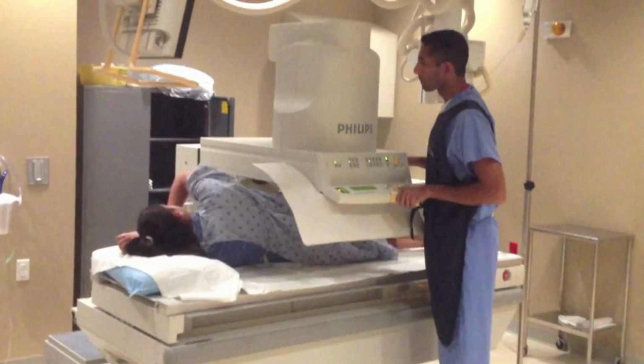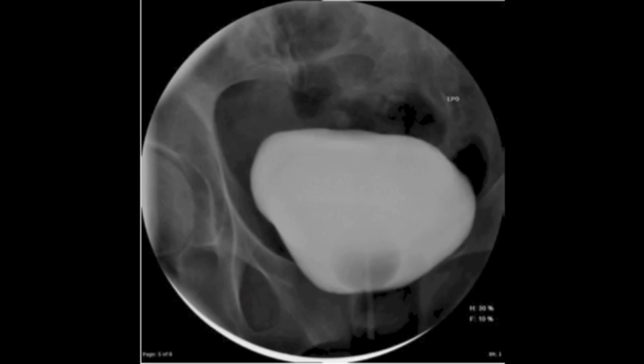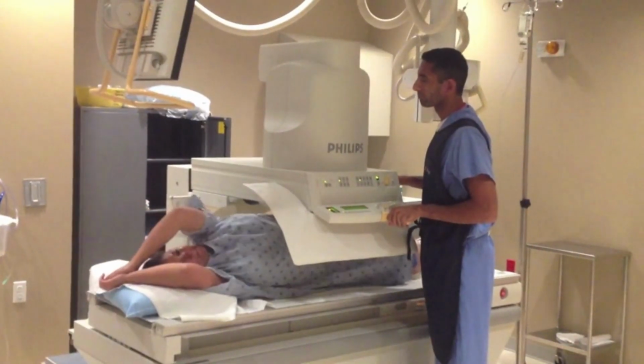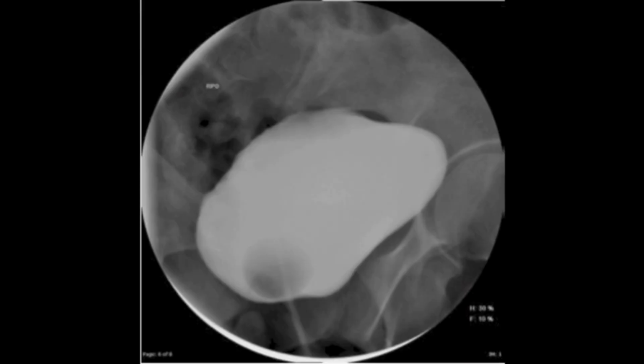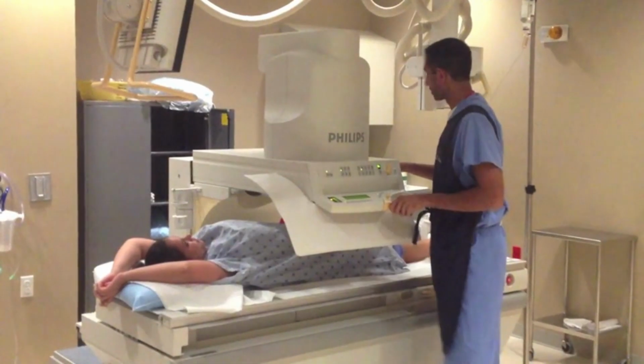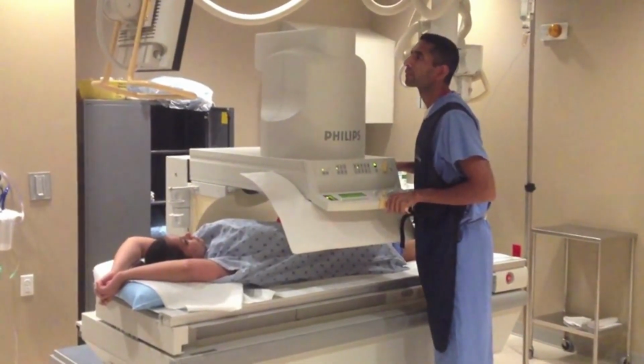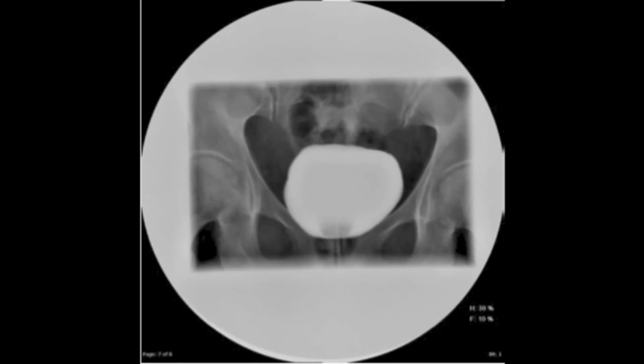This is the LPO position. This is an image of the bladder in the LPO position. This is the RPO position. This is an image of the bladder in the RPO position. This is the AP position. This is an image of the bladder in the AP position.